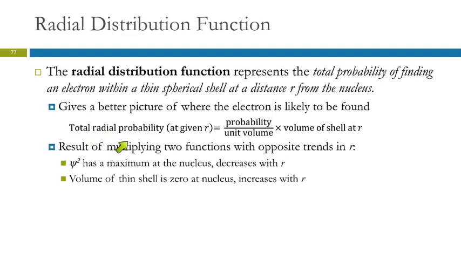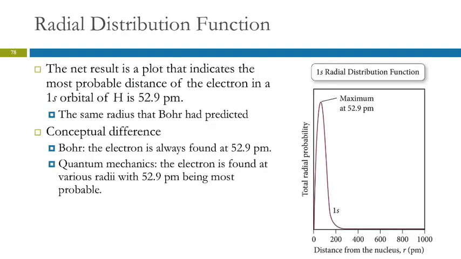So we've got the total radial probability at a given distance r. That's the probability over unit volume times the volume of the shell at r. So the unit volume is smaller as the volume of the shell is larger. And so they oppose each other. So we have psi squared being a maximum at the nucleus, decreasing with r, but the volume of a thin shell is 0 at the nucleus and increases with r. And so the result of this is that we get a distribution like this, where the probability of finding the electron at the nucleus is actually 0.